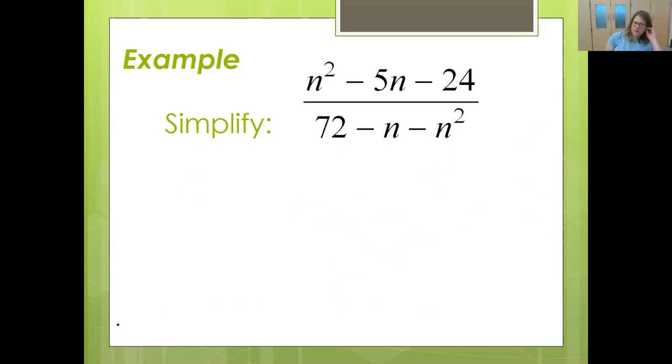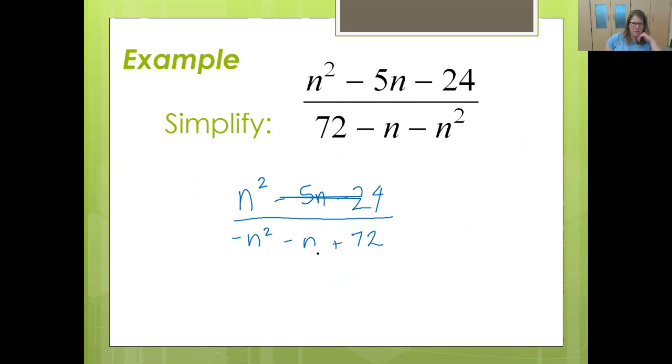All right, so on this one, it looks like I need to factor both the numerator and the denominator in order to see common factors. On the bottom here, I'm going to rearrange this so that my polynomial is in standard form. Okay, so negative 9n squared minus n plus 72 would be on the bottom. Let's just x factor here for the numerator and the denominator.